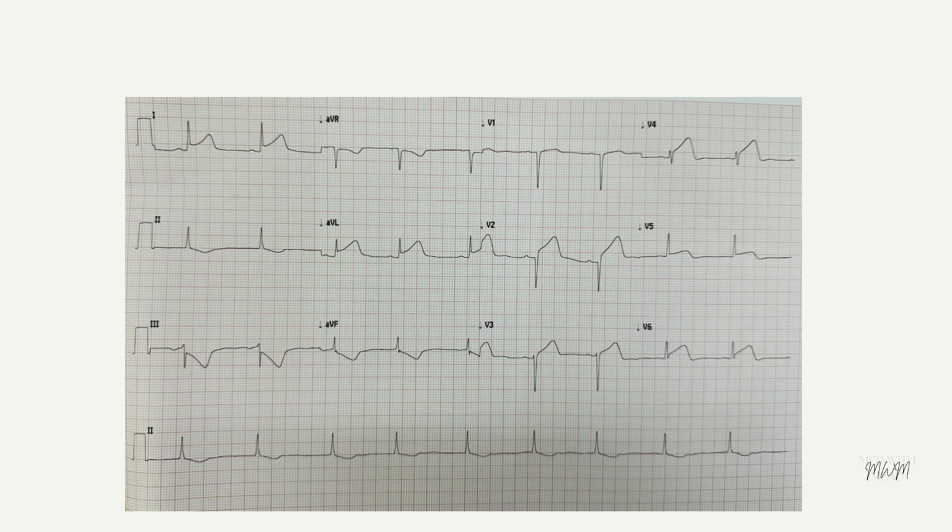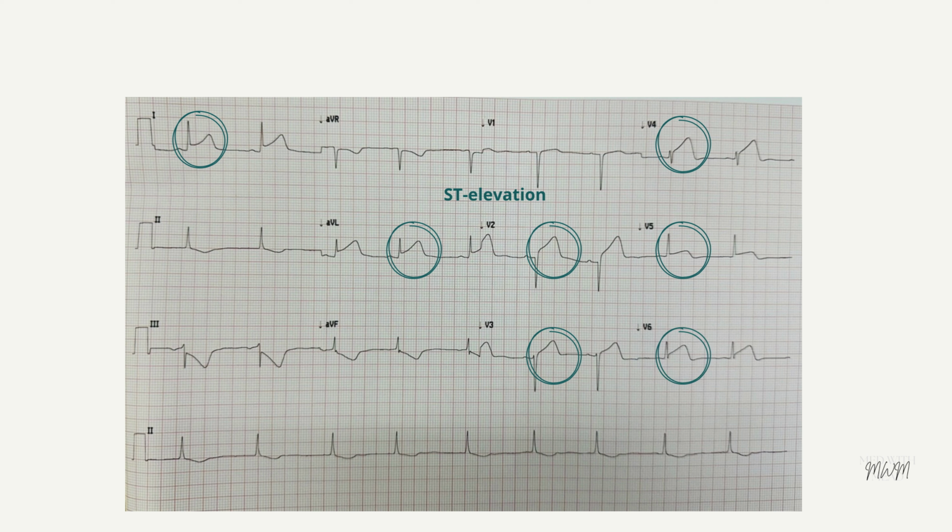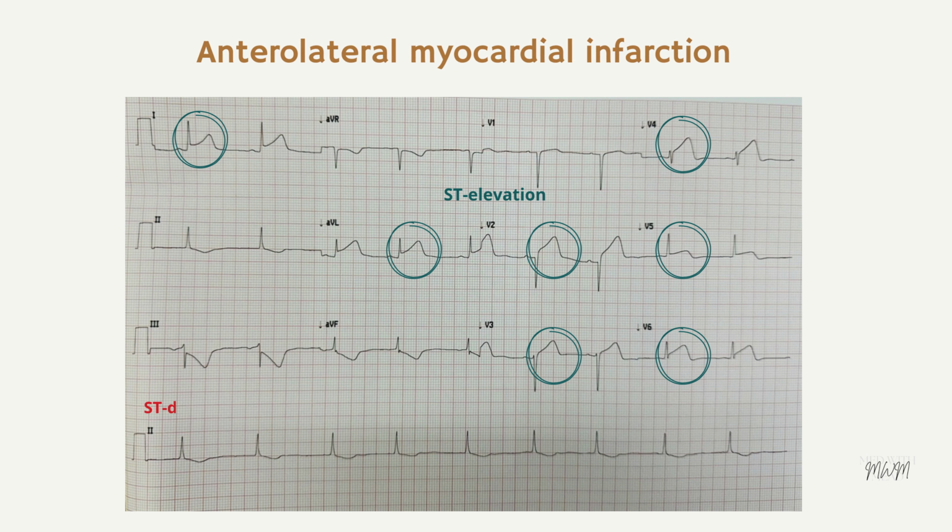In this ECG, we can see ST elevations at lead 1 and AVL, which point to involvement of the lateral wall. There is also marked ST elevation at leads V2 through V6, showing that the anterior wall is also affected. Together, this pattern represents an anterolateral myocardial infarction. We also see ST depressions in leads 2, 3, and AVF.